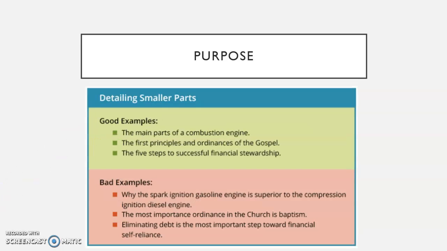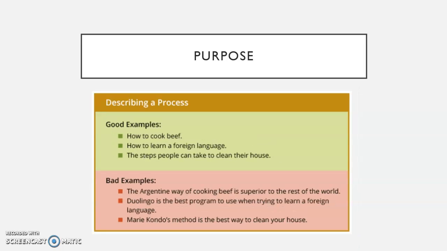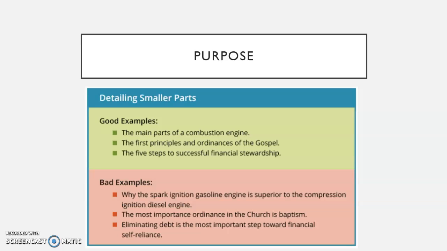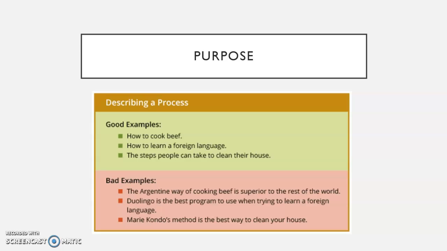And then the last one is detailing the smaller parts. So this is just a more detailed list than, which one was it? Describing a process. So this detailing the smaller parts is basically just an extension of describing a process. Okay, so let's go ahead and get into the writing assignments.